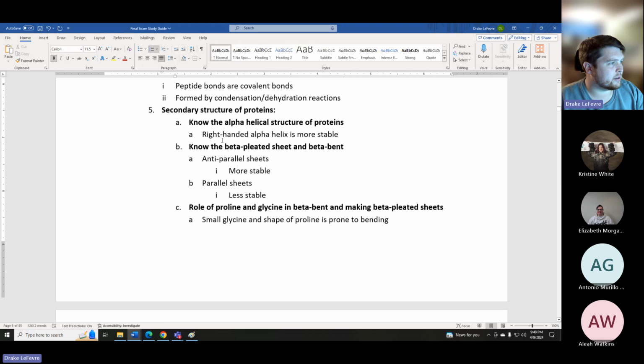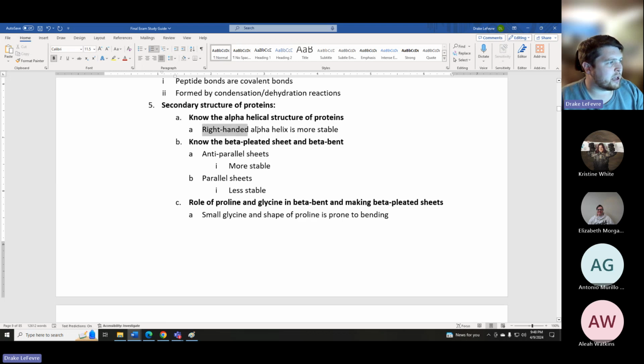The bonding. The right-handed alpha helix is more stable. That's why our DNA is what kind of DNA? B, right-handed. Yep, our B, right-handed. Who are Watson and Crick? They're the ones that found the structure. Yeah, they're the first ones to map and present that double helix DNA structure.